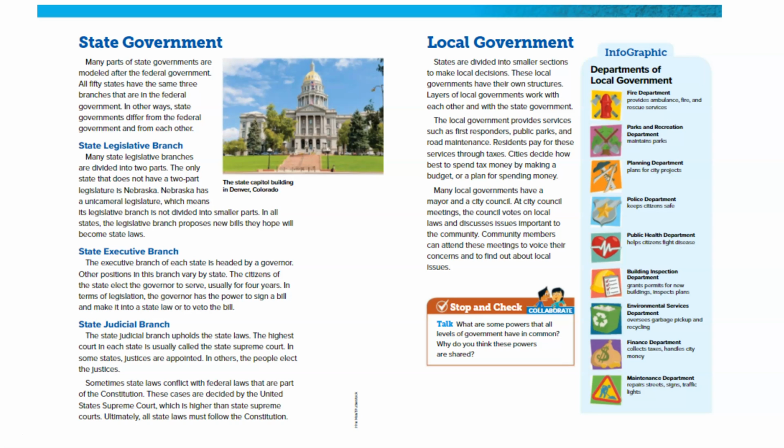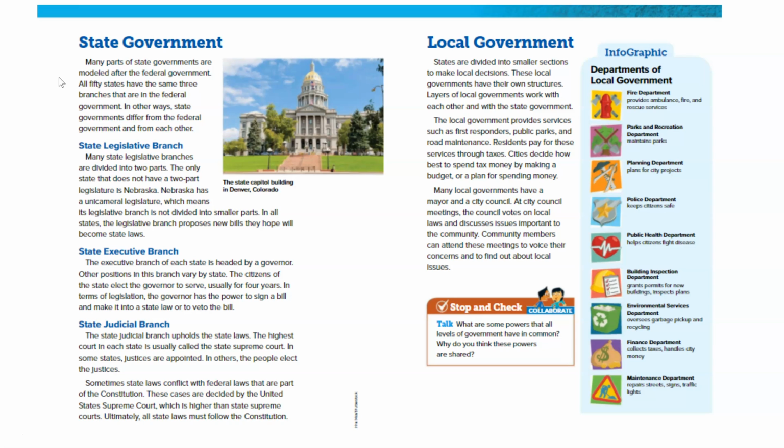Another thing that they have in common is that the leaders of each can either sign a bill into law or veto a bill. The difference is that a governor only rules a state while the president rules the entire country. And bills that are either vetoed or signed into law are centralized to just one state for the governor or to the entire country for the president.